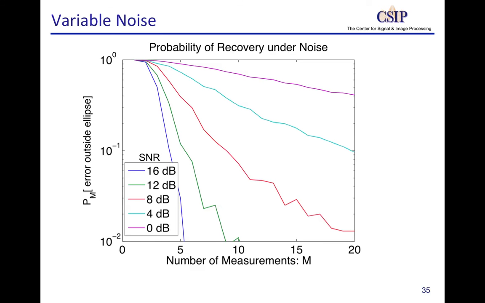And this plot shows the same information, except that instead of having variable distance, we're fixing the distance at 1. So anything that's inside this ellipse is considered success. We're showing the failure probability, the probability that you localize somewhere outside of this ellipse, using a variable number of measurements over a variable noise level, signal-noise ratio, basically. So the way to read this is, for example, if you want 90% recovery probability with an 8 dB signal-noise ratio, then you'll need at least 10 measurements. That's one way of looking at this plot.